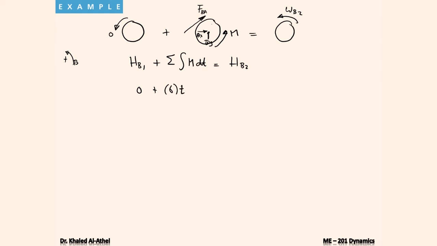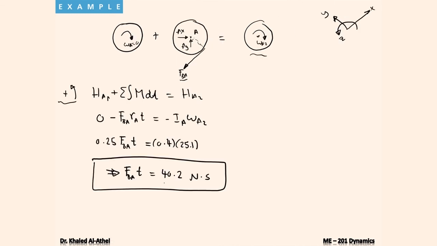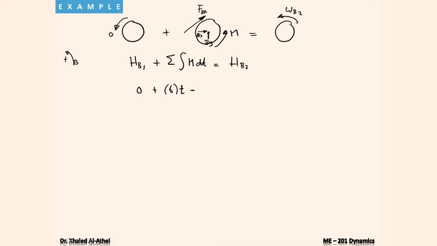And then I have the force FAB giving me counterclockwise moment. So it's going to be minus F times t. I don't know the value of F, but I know that F times t equals to 40.2. So I'm going to say minus 40.2 multiplied by RB. Don't forget, which is 0.1. This should equal to IB, which is 0.0192 multiplied by omega B2, which we know as 62.8.